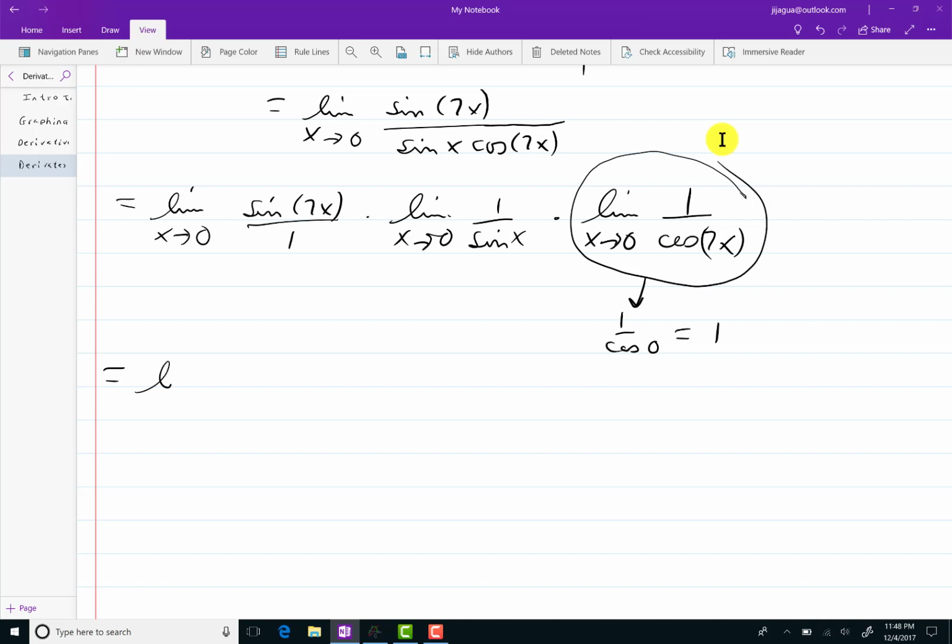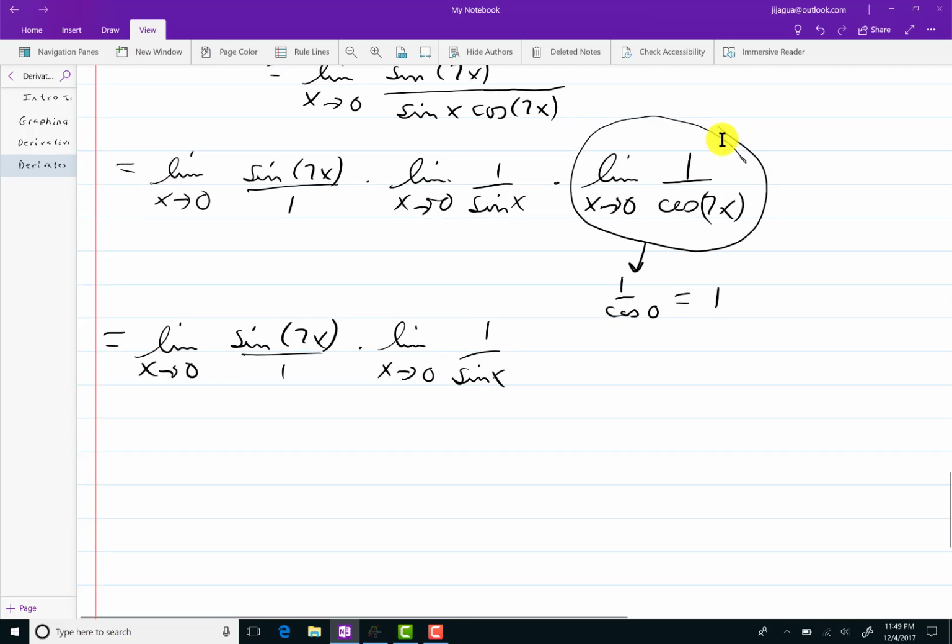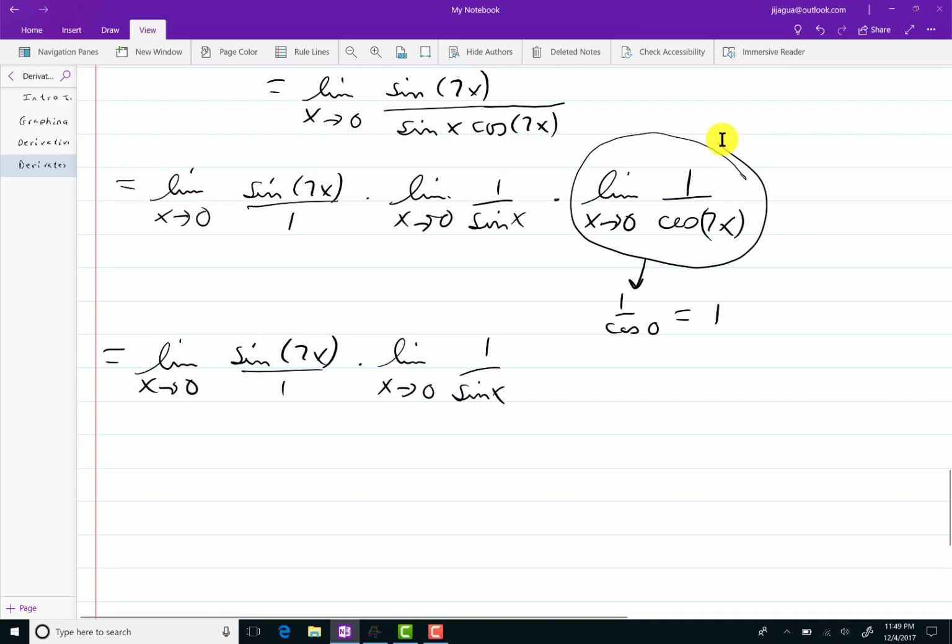So the limit as x goes to 0 of sine of 7x over 1 times the limit as x goes to 0 of 1 over sine of x. Now, this is a tricky situation because when I look at these other 2 limits, I can plug 0 in for the first limit and get sine of 0, which is 0. However, if I try to plug 0 into the second, so let's take a look at this.